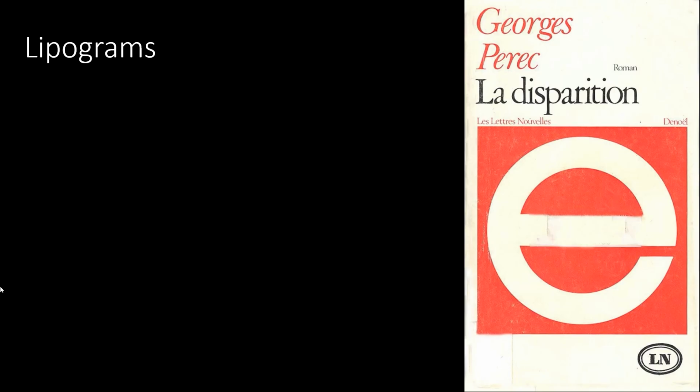Another place where we see constraints, perhaps less mathematical, but we couldn't talk about the Oulipo without talking about lipograms. So lipograms are texts where one or more of the letters that you normally use is forbidden. The most famous of these is Georges Perec's book, La Disparition, which does not have any E's in it, except on the front cover, I guess.